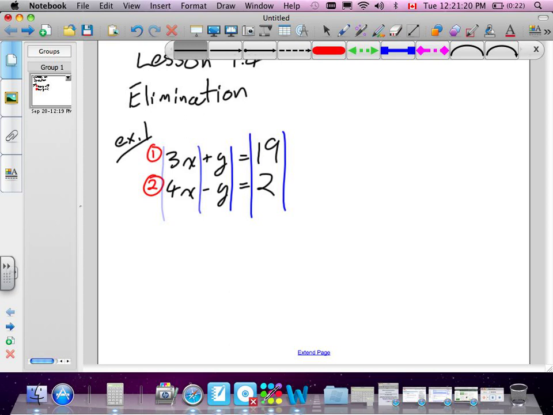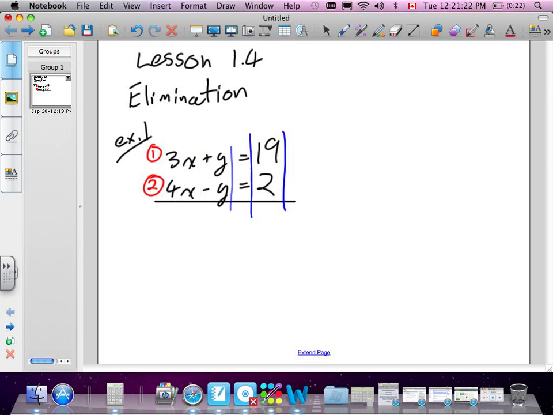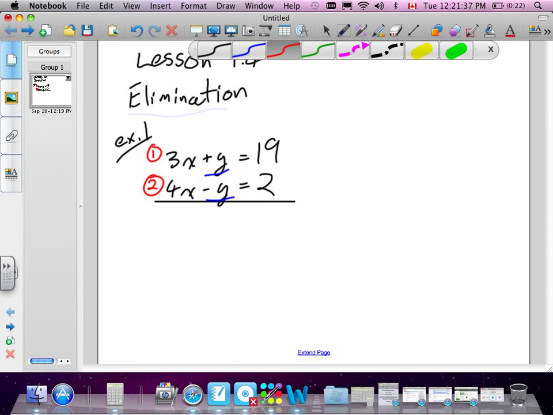I'm going to set this up just like an addition or subtraction question. Now, in order for this to work, I actually have to eliminate, hence the name, one of the variables. So when I look at this, I have a positive and a negative y. I choose whether I want to add or subtract these two equations together. I know that if I were to add positive y and negative y, I'm going to get 0. That will eliminate the y's.